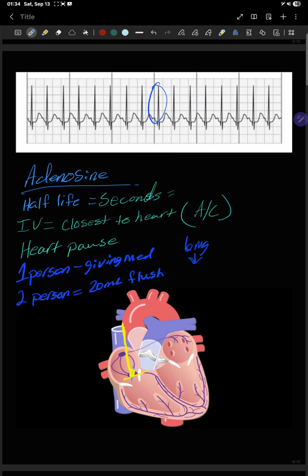Then, if they're refractory to it, so the 6 milligrams did not help, and they're still in SVT, now we're going to give 12 milligrams to this patient. Okay, so we're just going to double the dose. You're going to do the same thing. You're going to have somebody who pushes for you, and you're going to line up the patient and make sure that you teach this patient too of what they're going to feel like.